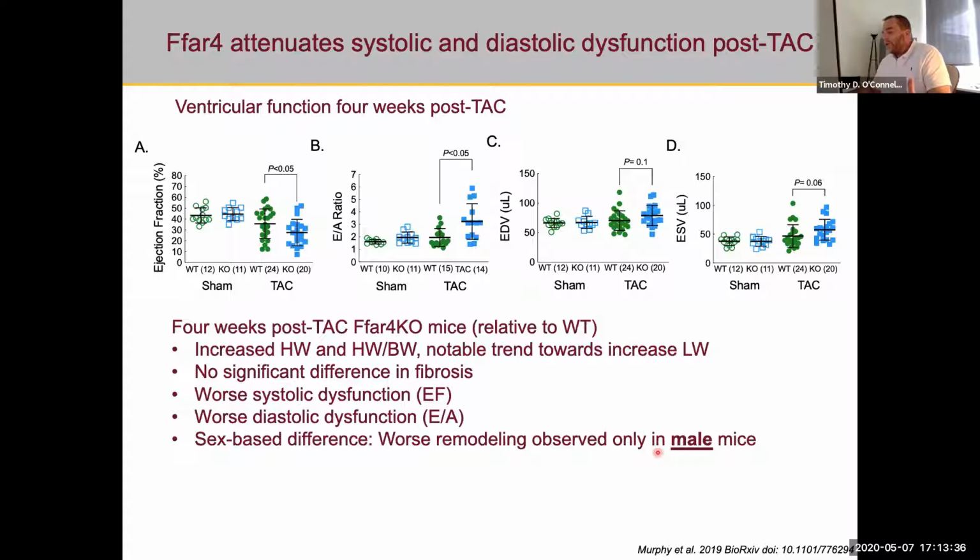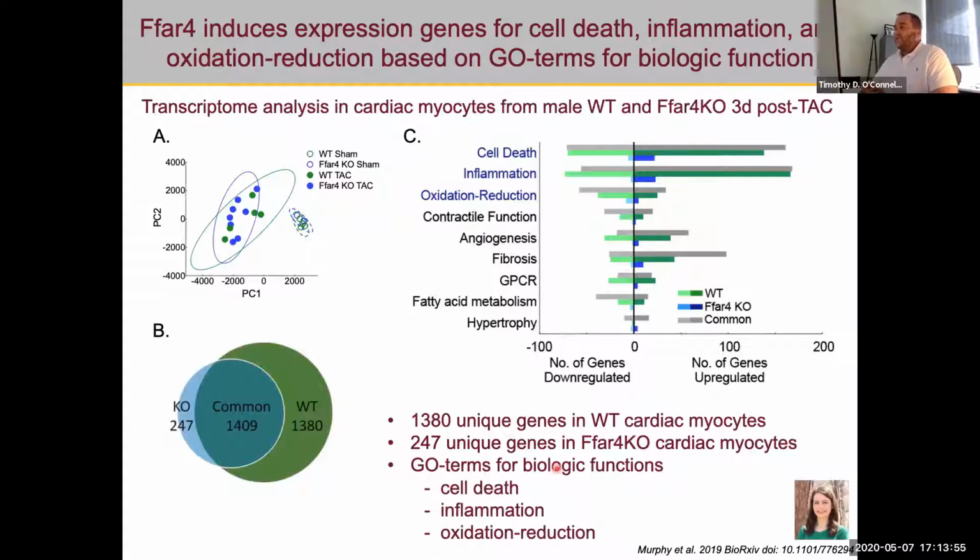So from this, we would conclude that FFAR4 is required for an adaptive response to a pathological stress in the heart. But the question was, really, what is FFAR4 doing in the heart to protect the heart? And we focused on cardiac myocytes because we didn't see any difference in the fibrosis. And since nothing was known, we did a very broad-based experiment to get as much information as we could.